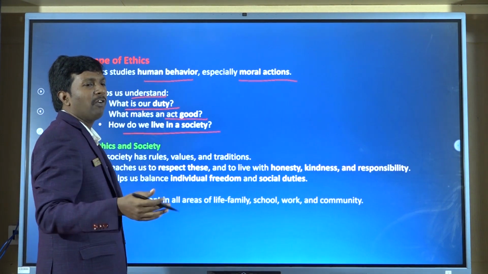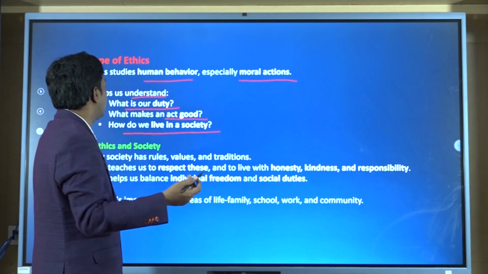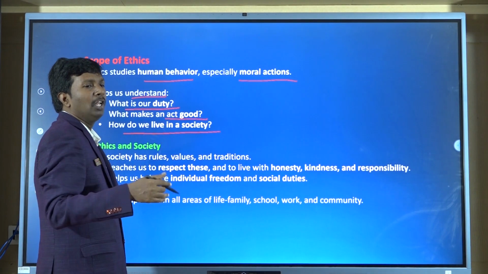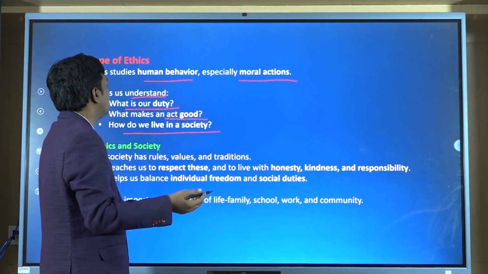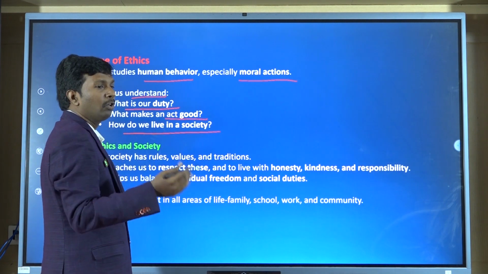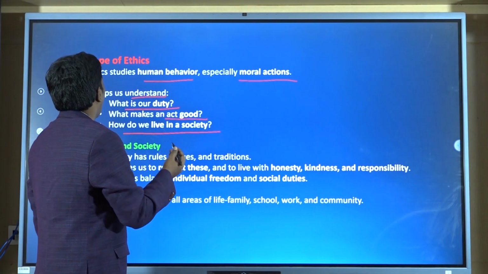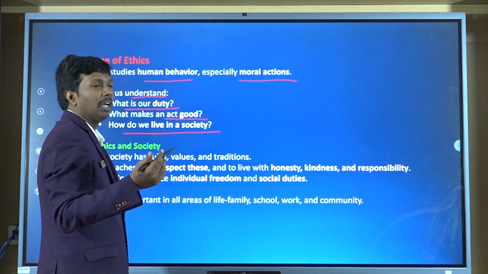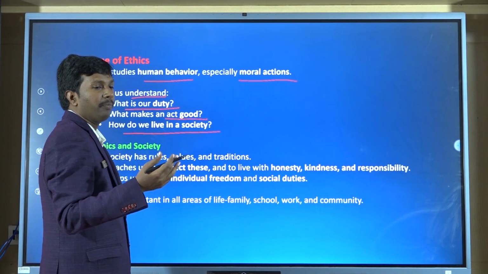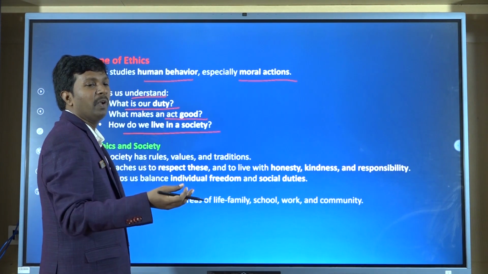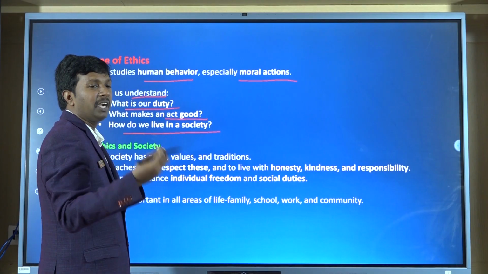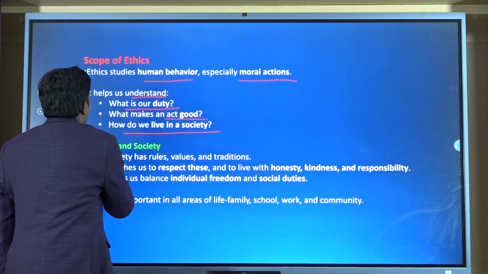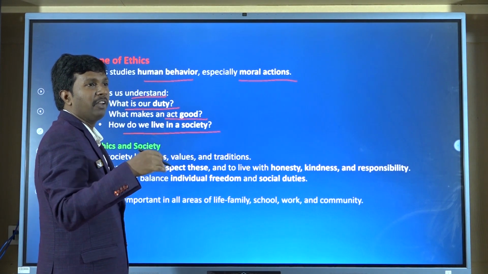In daily life or professional life, we have to think about what our duty is. Ethics helps us make an act good. Whenever we do any task in our life, every day, we have to do only good things, always the right thing. And how do we live in a society? That is also what ethics teaches us. We are living in society, so how we have to behave, with good behavior or bad behavior, and how to take better decisions. So ethics helps us in daily life. So first one is here, I have given some interlinks between some different aspects.